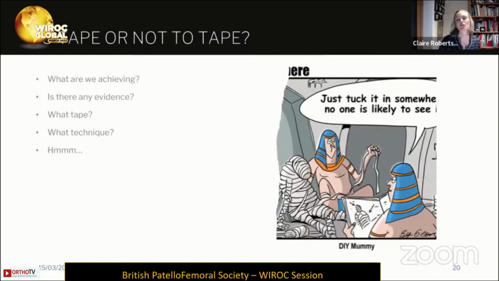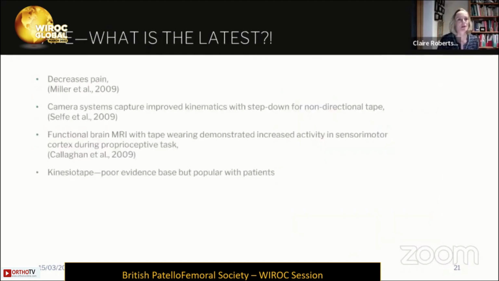And finally, taping or not to tape. There's lots of poor evidence around taping, and there's all sorts of different tapes. What I would say is it decreases pain. Well, we've already said that's a useful thing in quads rehab. And even if you just plonk some tape on a knee, not in any direction, it will improve the way someone moves in a step down task, and it will increase their firing of their sensory motor cortex. So it's a proprioceptive sensory input that improves quads firing. So I do use tape, anything that gives a way in to helping these patients move better and engage with their rehab.